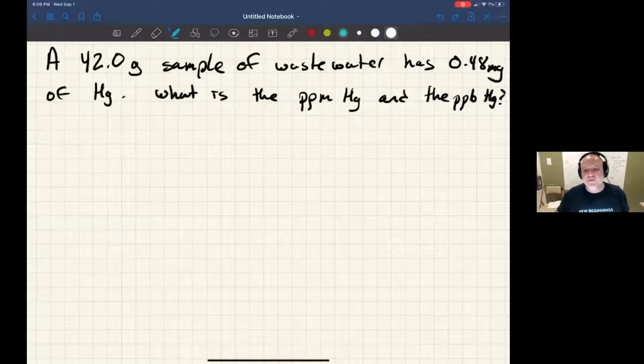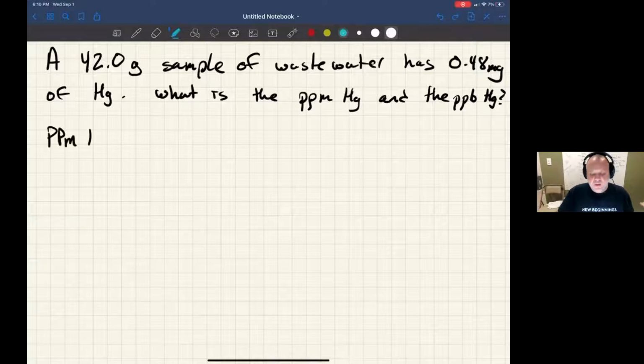Okay, this is a parts per million and a parts per billion question. It says a 42.0 gram sample of wastewater has 0.48 milligrams of mercury. What is the parts per million and parts per billion of mercury?